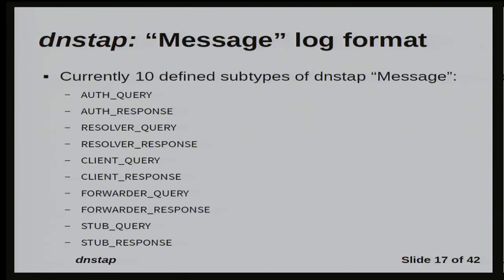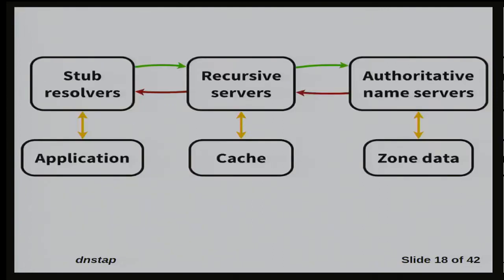So we have authoritative servers, and they can receive queries and send responses, and resolvers can send out queries and get responses back from the authoritative name servers, and there's the clients, forwarders, and stubs corresponding to all these different arrows in the DNS architecture. So you have these red and green arrows, and at each end of the arrow there's a different piece of software, and these all correspond to the different types of messages in dnstap.